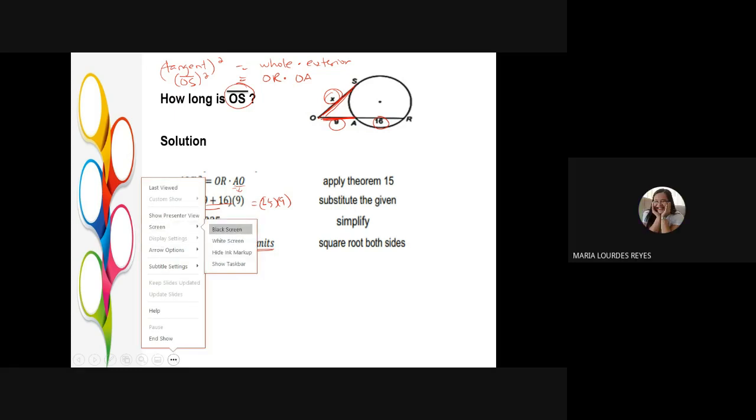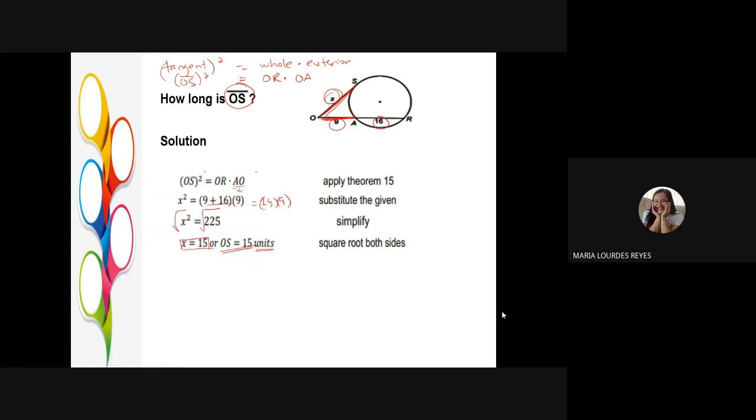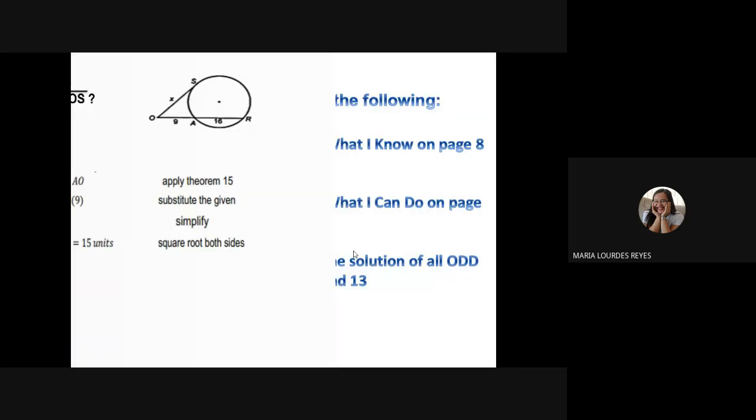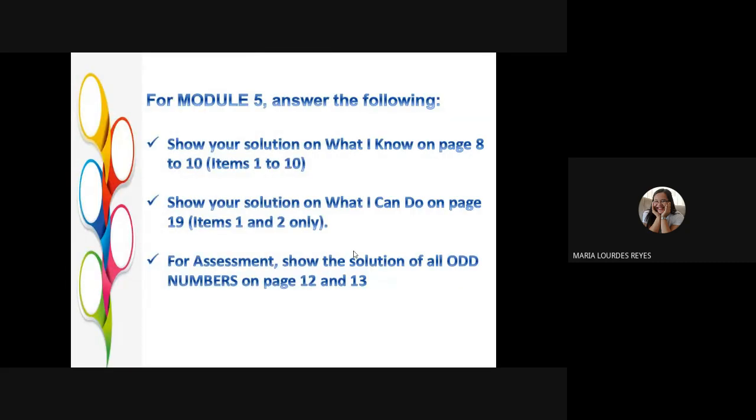Okay. So, for this particular session, yung next na slide natin, I'll be showing you what you will answer on your module 5. So referring to your self-learning module, you will only answer the following, but you have to show your solution. Okay? Kindly take a screenshot of this.